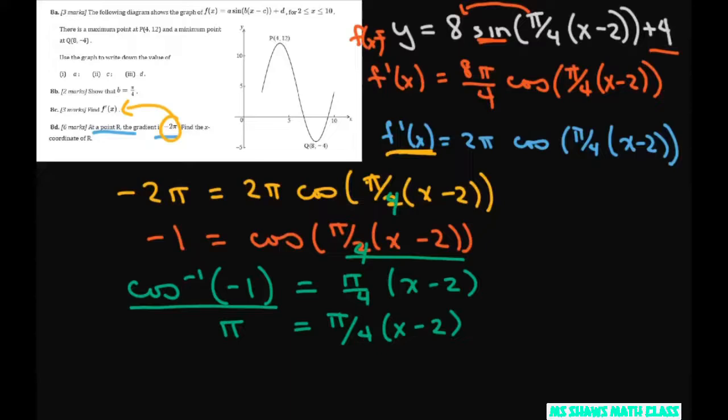Therefore, divide both sides by pi over 4. And that's just going to give you 4 equals x minus 2. And you add 2 to both sides, so x equals 6. And at x equals 6, so right about here, that is the gradient there.